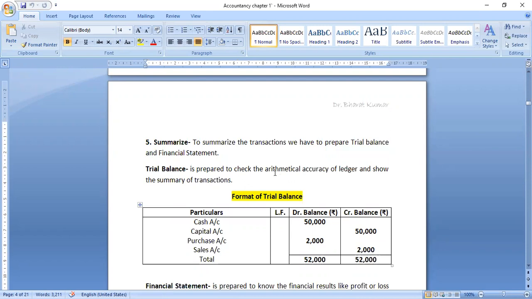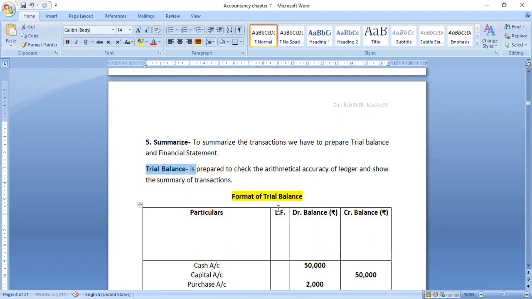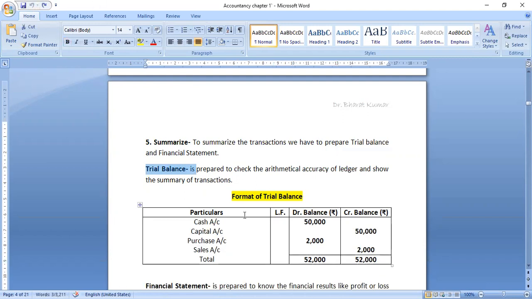In the same way, we prepare the ledger, we prepare the journal, and so many pages are used. In that case, now you have to convert the whole story in a short way, and for this purpose you have to prepare the trial balance. You can see the format of the trial balance where you can see all the details of the business transactions on one page.